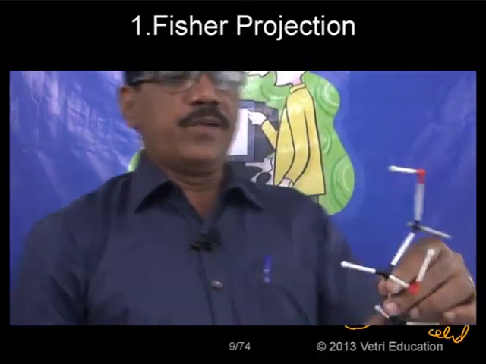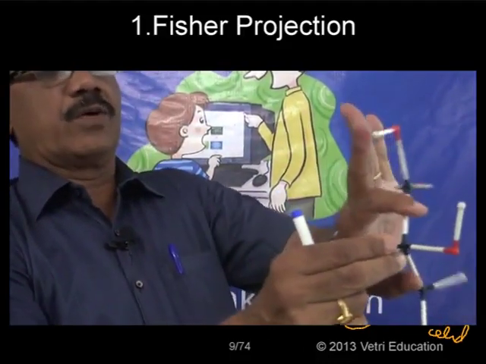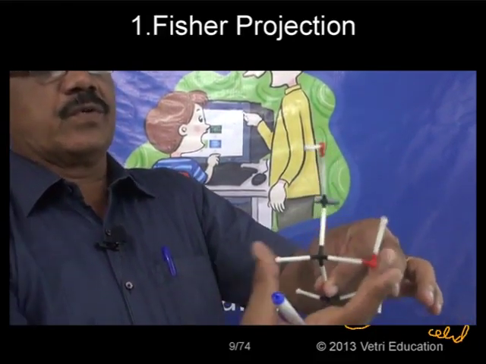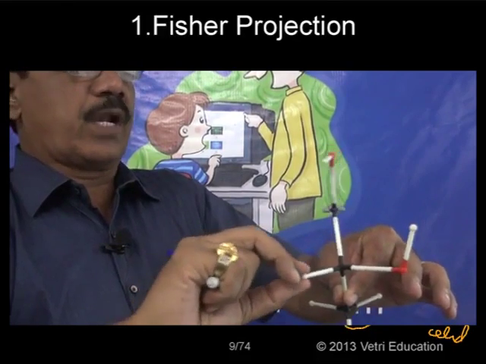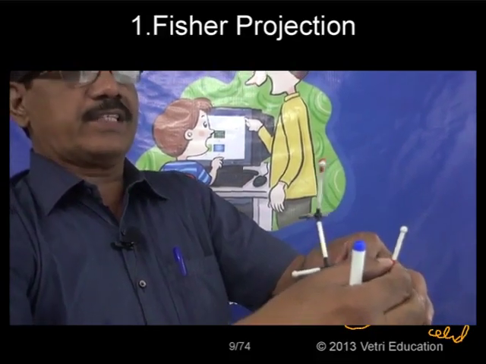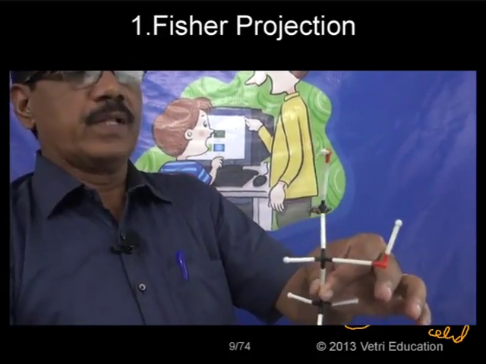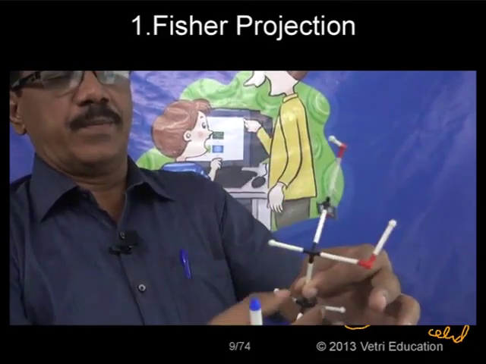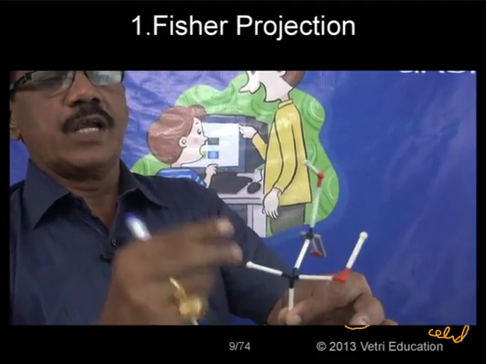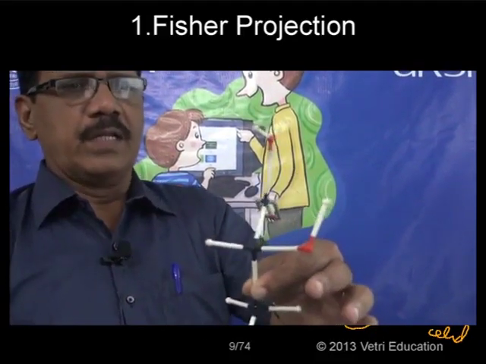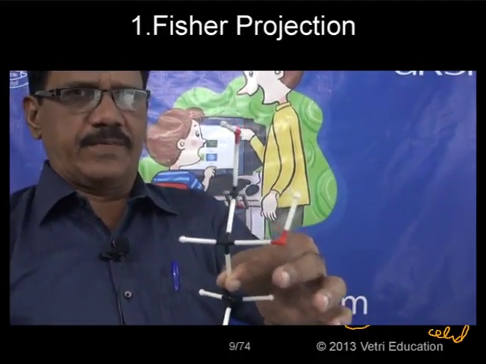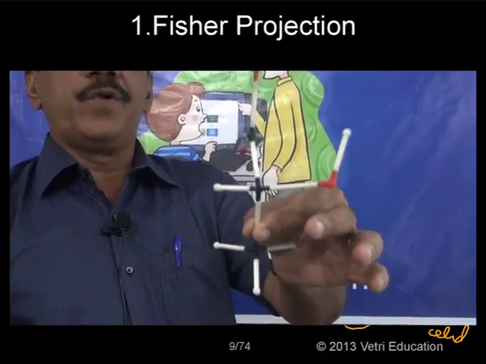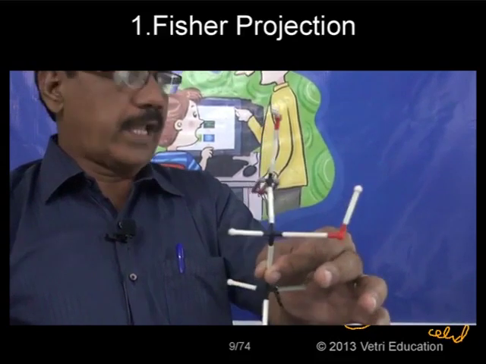So, when you are viewing the model, according to Fischer, we have to view the model in such a way that you view it like this. These two groups, on your left H and on your right OH, are moving toward the observer. In the same way, this is C double bond O, OH, and below CH3. These two groups are moving away from the observer. This is lactic acid, D-lactic acid. So, according to Fischer, any asymmetric molecule should be viewed like this. Okay, let me come back.